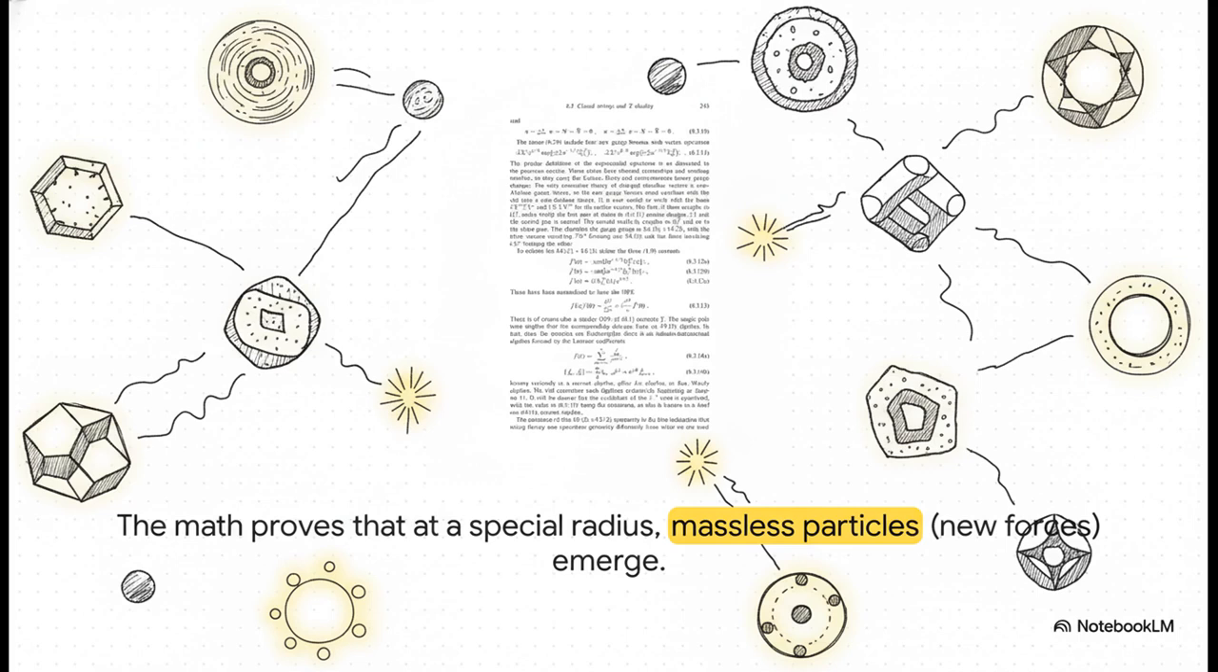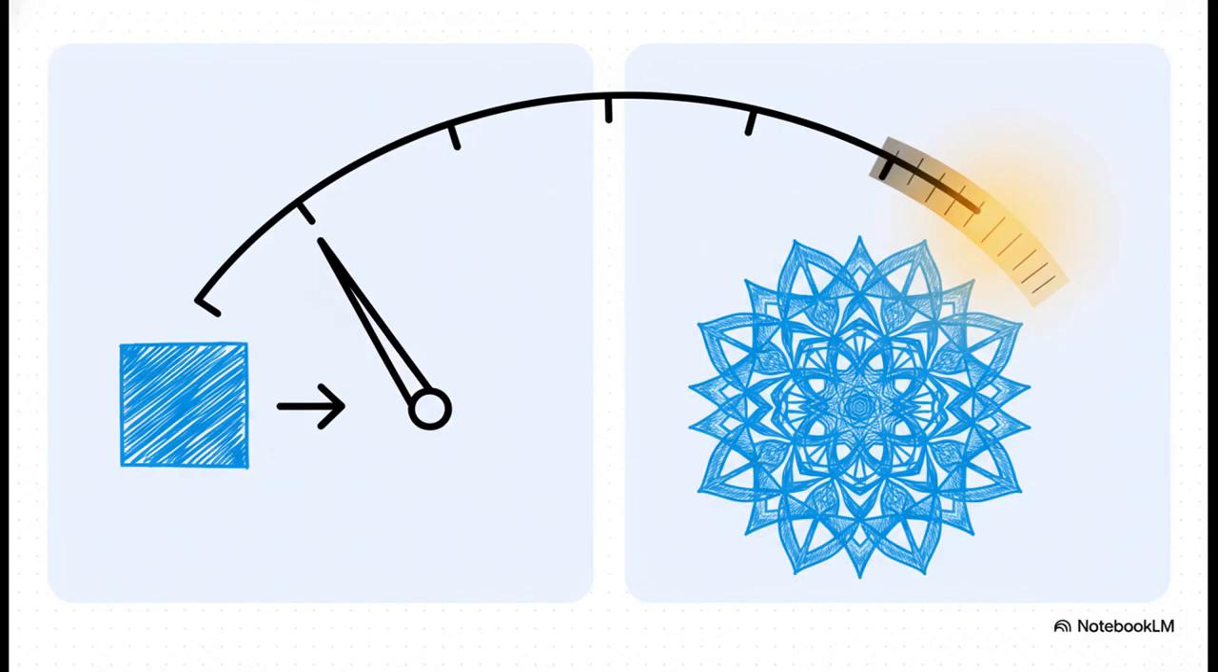And in physics, what do massless particles mean? They mean new long-range forces. The actual shape of space is giving birth to fundamental forces of nature. Physicists call this phenomenon symmetry enhancement. At any random size, the rules of the game are pretty simple. But when you tune the radius to that one special value, bam, the theory gains new, more powerful rules. It blossoms into the kind of complex, beautiful symmetries that actually govern forces we know, like the weak nuclear force. The geometry itself is telling the universe how to behave.